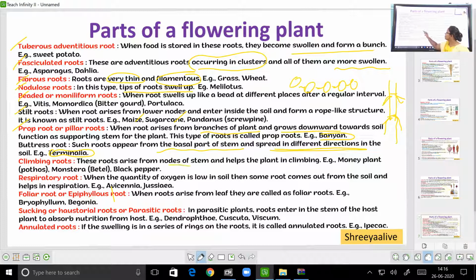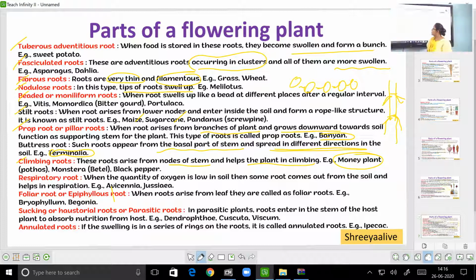These roots arise from the nodes of the stem. They help plants in climbing or twining. Example is money plant. All of you might have seen this money plant. Because the stem is very weak, they develop these climbing roots in order to support themselves.